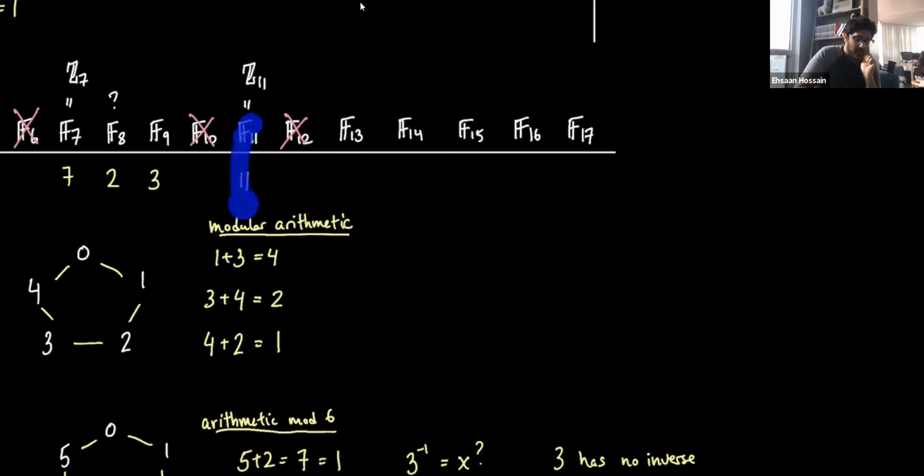Okay, what's the characteristic of F13? What do you think? Do you think you can fill in the rest of the table? Give me the five numbers that fill in the rest of the table. 13.